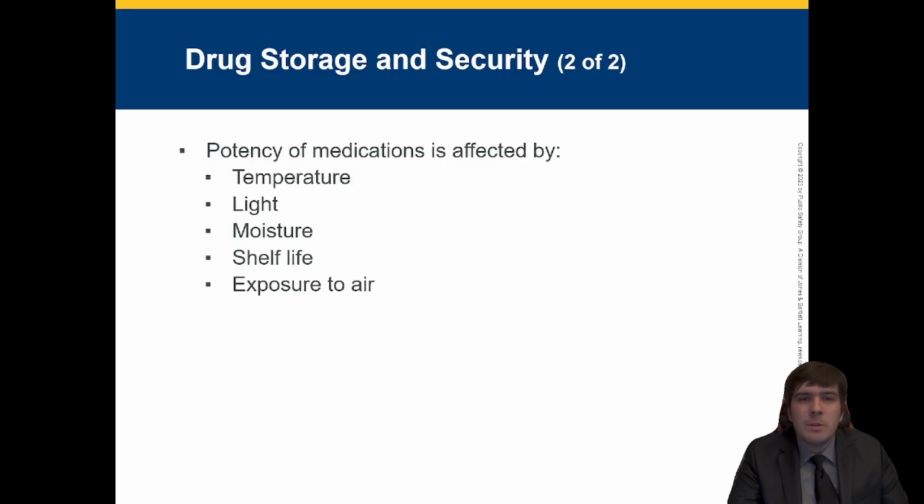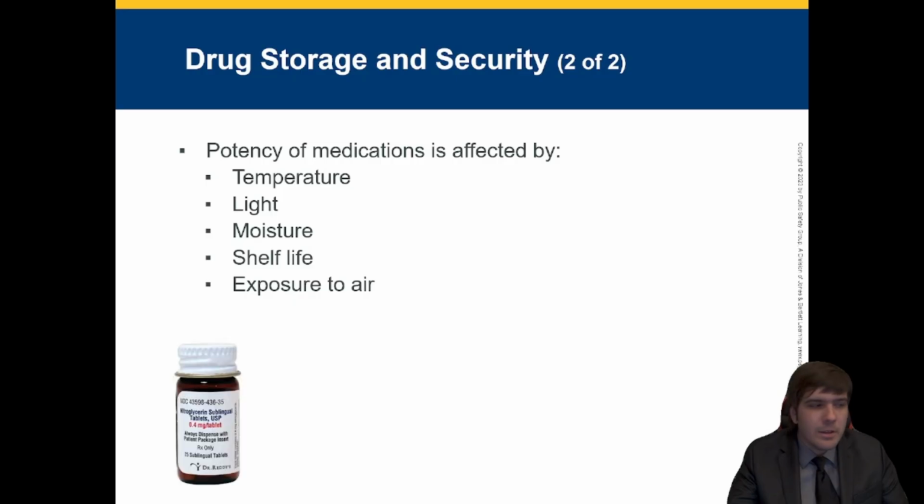Potency of medications is affected by temperature, light, moisture, shelf life, and exposure to air. All of you have seen the nitroglycerin bottles. As you can see, they have an amber tint to them. That is to prevent the sunlight from getting in there and biodegrading the nitro. I've included a little picture here. There is the nitro. You can see it's dark in color. It's to keep the light out. It also doesn't do well with exposure to air, so don't leave your nitro tablets open.